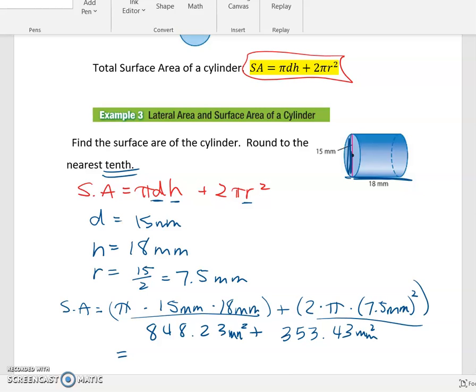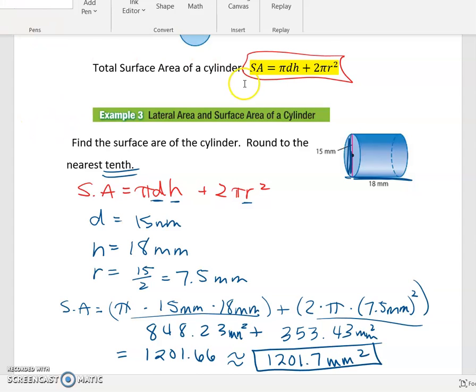And then I'll add those together. 848.23. I'm going to add those two together. We've got 848.23 plus 353.43. And so that gives me 1,201.66. And so it does say to round to the nearest tenth. And this is why I went ahead and went out 2 places before I finalized this, because it is going to end up rounding up. And I have 1,201.7 millimeters squared. So that's my final answer there for the surface area of the cylinder.